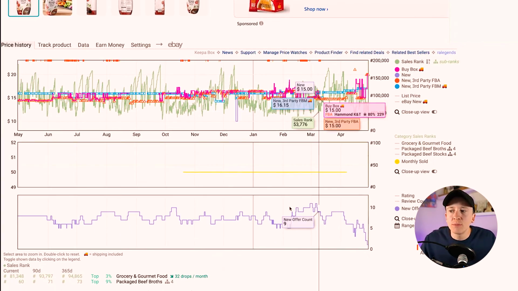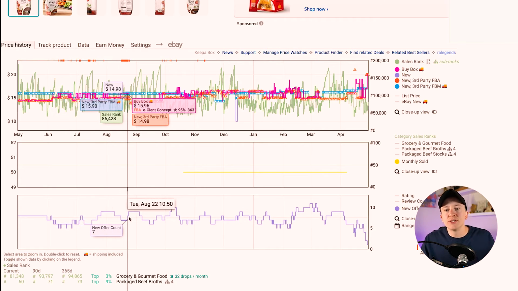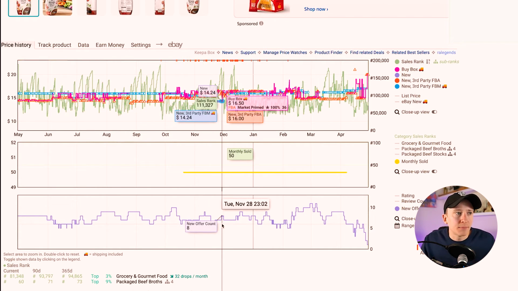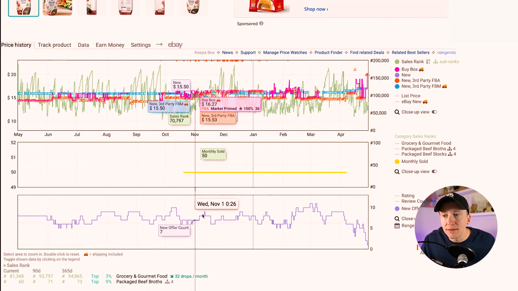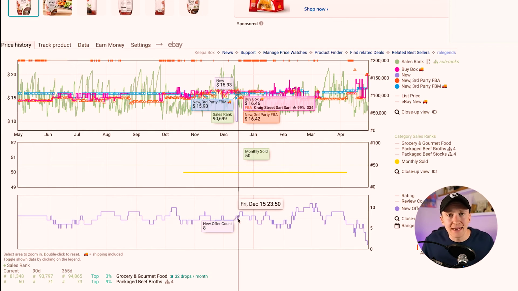Now then the third thing we want to check out is this competition, this new offer count down here at the bottom. We want to see that sellers are going up and then going down and then going up and down because this is indicating that the amount of sellers on a listing is not enough for the demand of the product. That we're seeing sellers come on, the demand is still high, and so people buy the products and sellers fall off, and then they come back in, they restock, and then they sell out again. And so that is a good indicator.